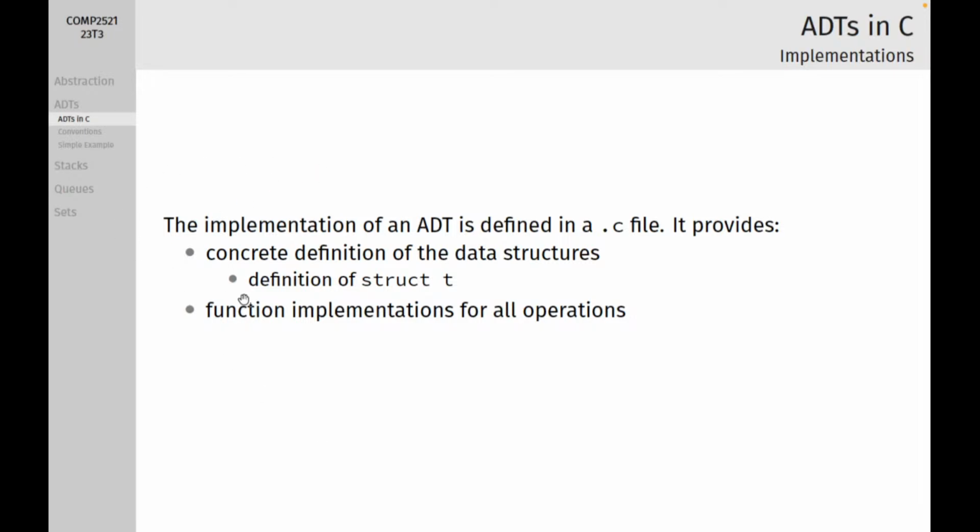So now for the implementation. The implementation of an ADT is defined in a .c file. So what does it provide? It provides a concrete definition of the data structures, so the definition of the struct, and also implementations for all the functions.